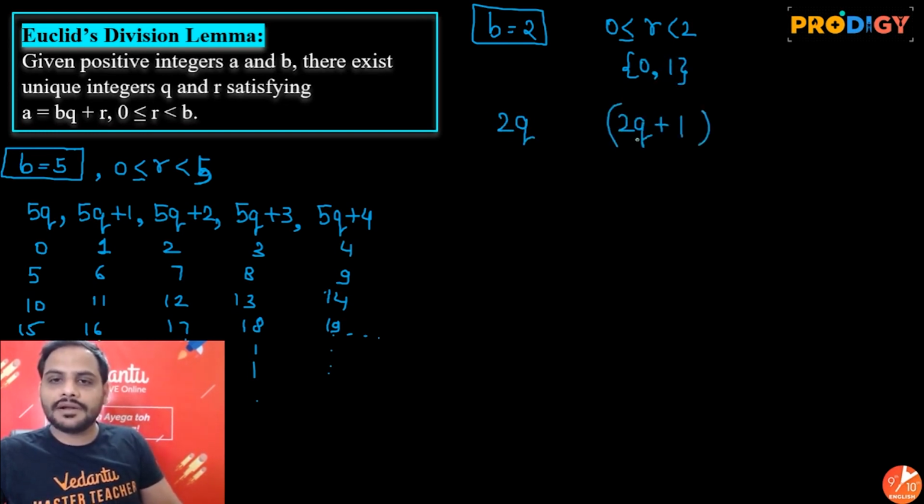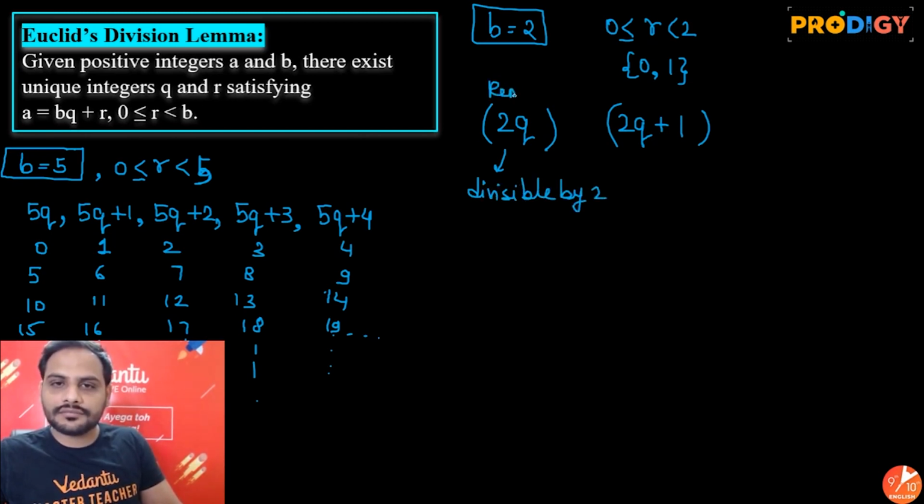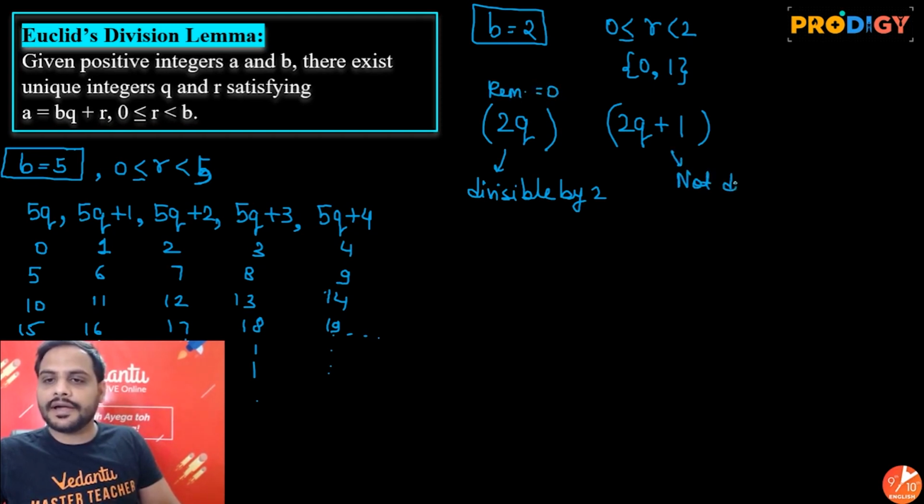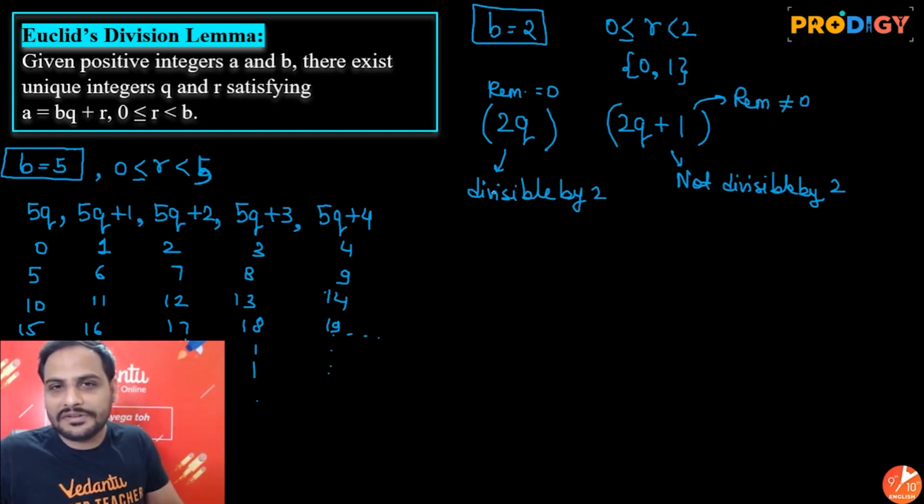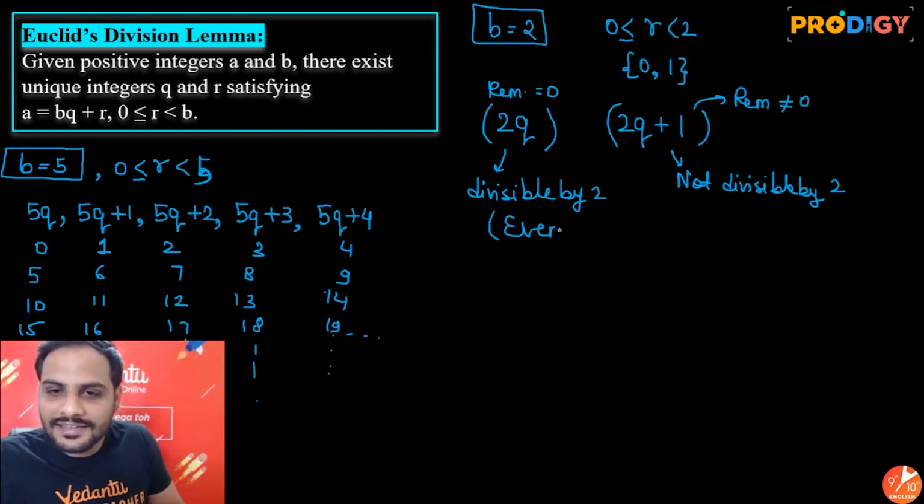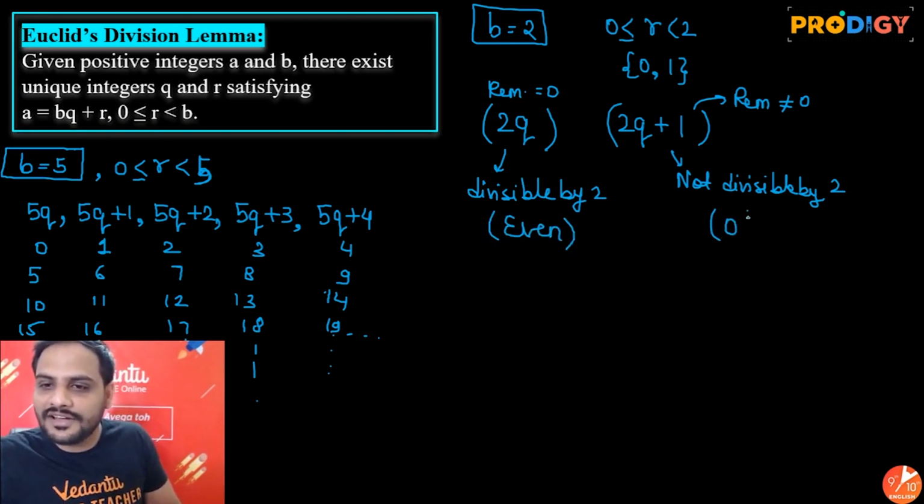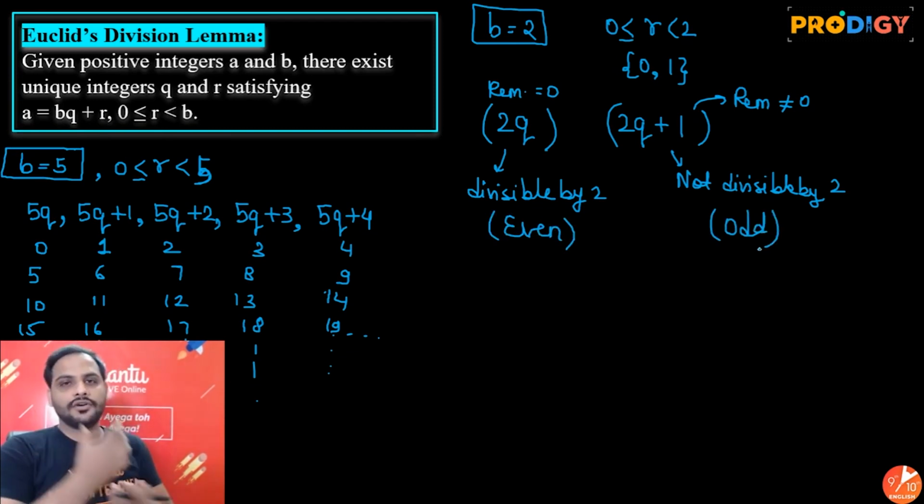Alright. Remember, 2q means divisible by 2, because remainder is 0. 2q plus 1 is not divisible by 2, because simply here in this case remainder is not 0, it is equal to 1. So those numbers which are divisible by 2 are called even numbers, and those numbers which are not divisible by 2 are called odd numbers.